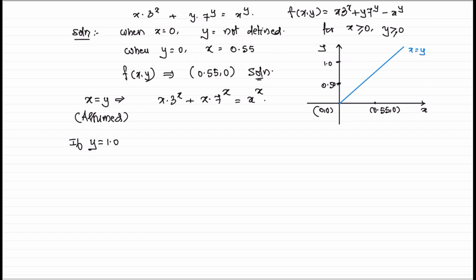And if y is equal to 1, what will it be? x into 3 to the power of x plus 1 into 7 to the power of 1 is equal to x to the power of 1. That means x into 3 to the power of x plus 7 is equal to x. This is what we have got when y is equal to 1.